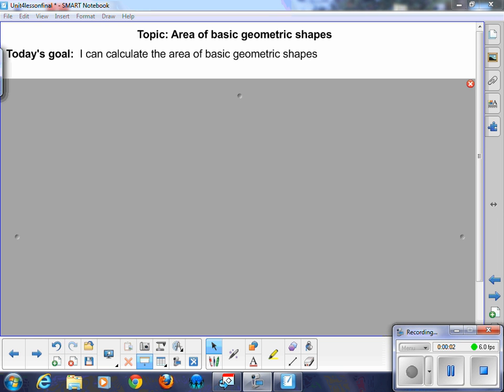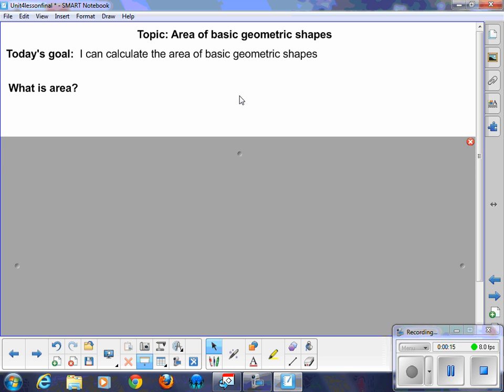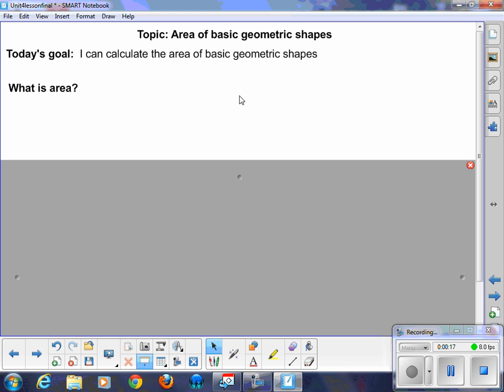Hello and welcome back. Our next lesson here is on area of basic geometric shapes. What's your goal? I want you to be able to calculate the area of a basic geometric shape. So we're going to talk about the formulas. First of all, what is area?